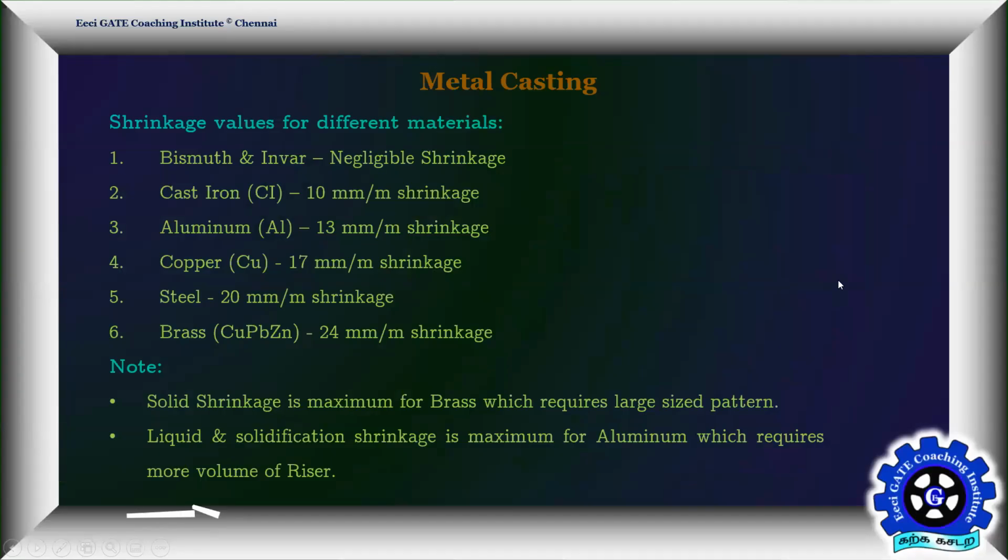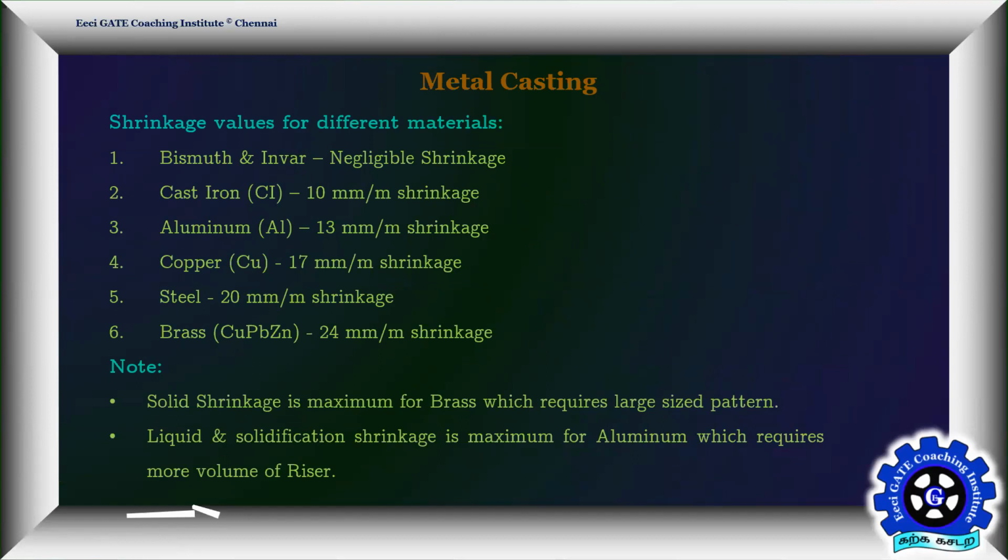Okay. So these are the different materials with their shrinkage values here, right? Just to get a feel, no need to remember this, I just want to show these values so that you'll get an idea. Cast iron is shrinking this much, aluminum is shrinking this much, something like that.